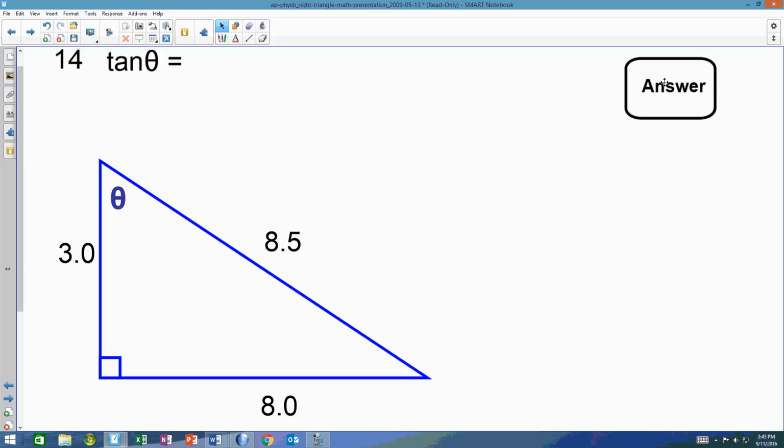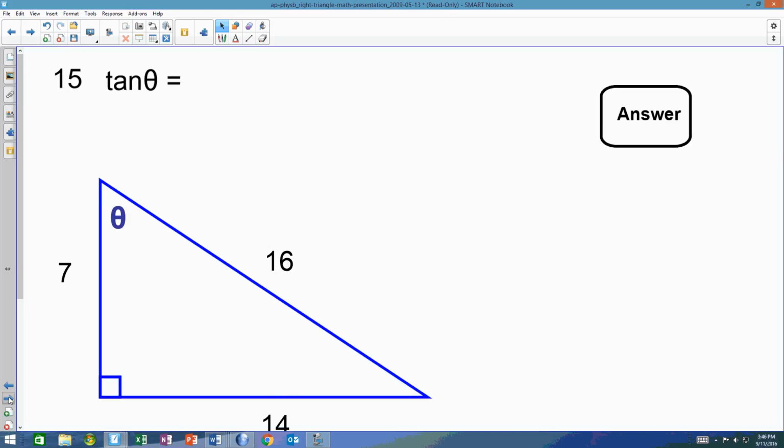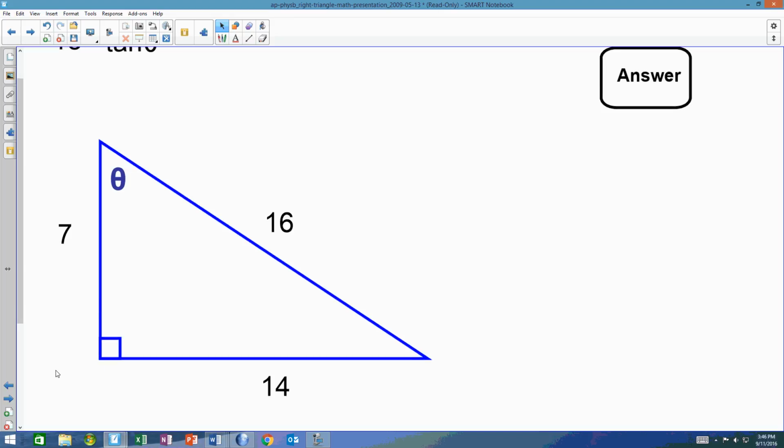Okay, so let's take a look at the answer. The answer is 2.7. Notice that we want to keep the same number of digits that we start with. And again, tangent would be opposite over adjacent, so that would be 8 divided by 3. Okay, what about this one?